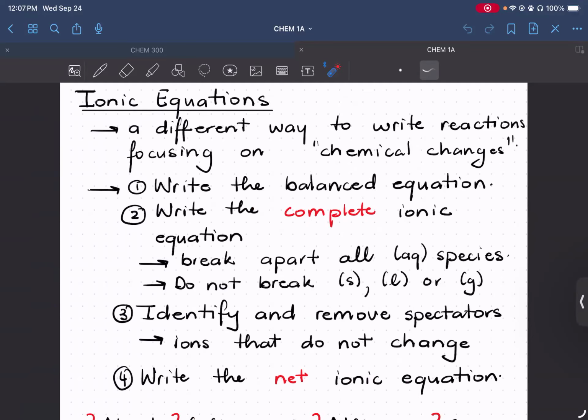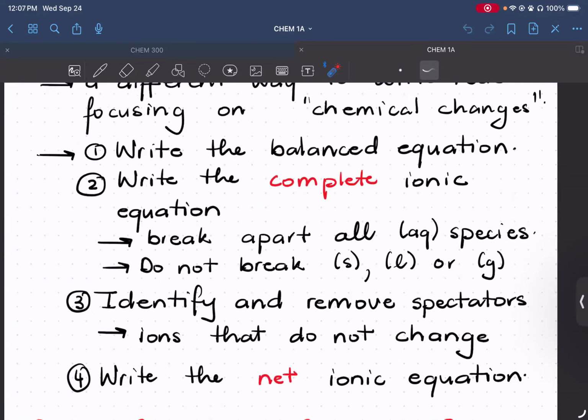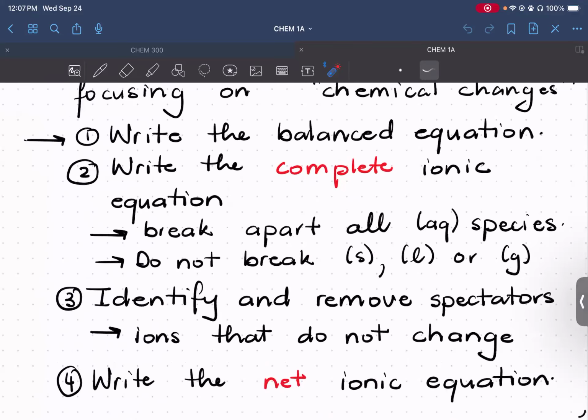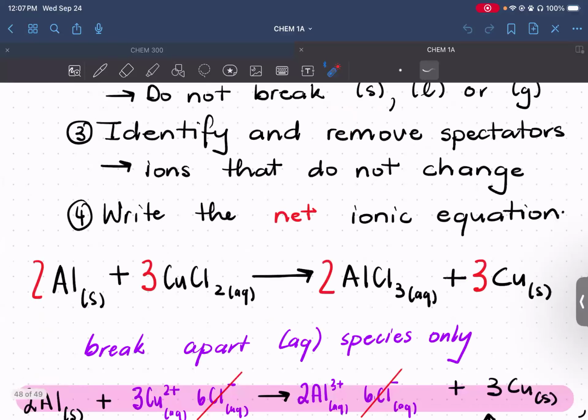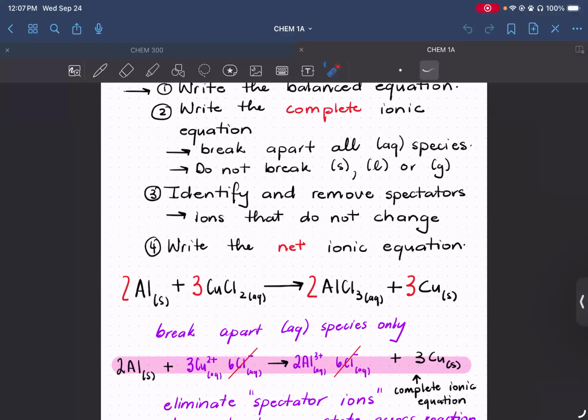The steps are simple. We'll write the fully balanced equation first. Then we'll write the complete ionic by breaking apart all aqueous species. Then we will identify and remove spectators. These are the ions that do not change. And then finally, we will write the net ionic equation.